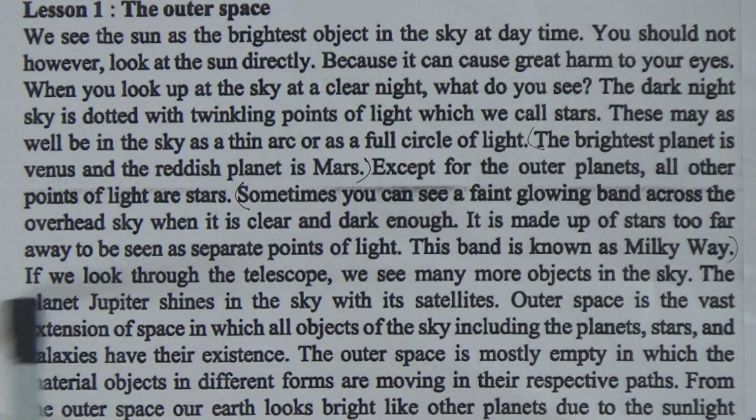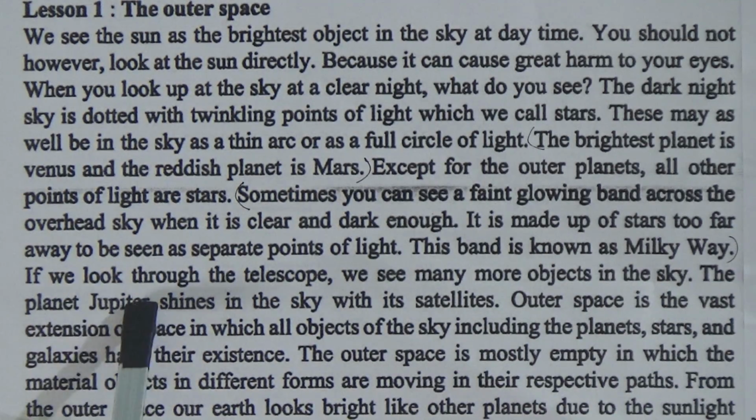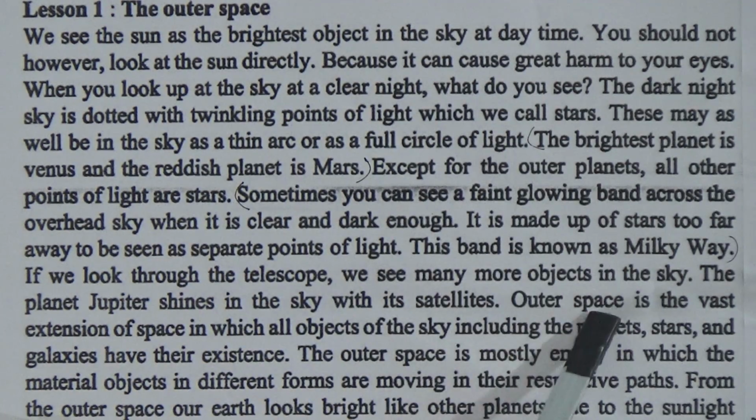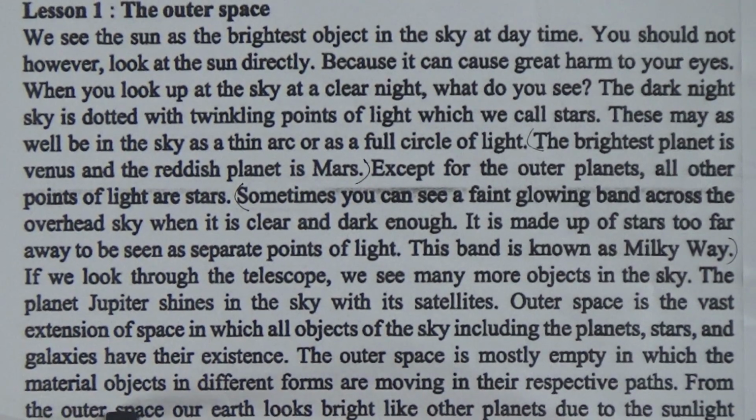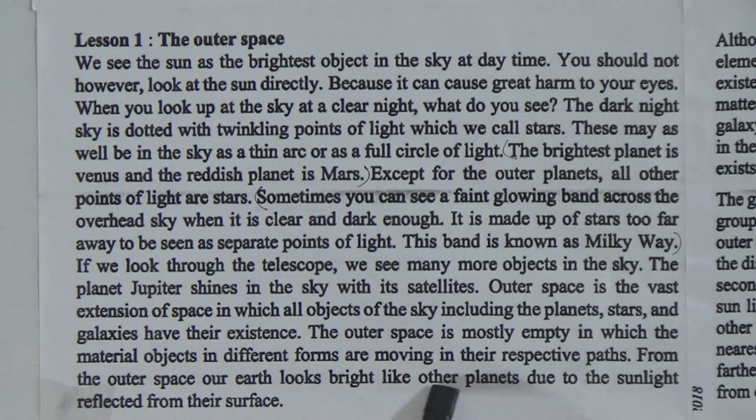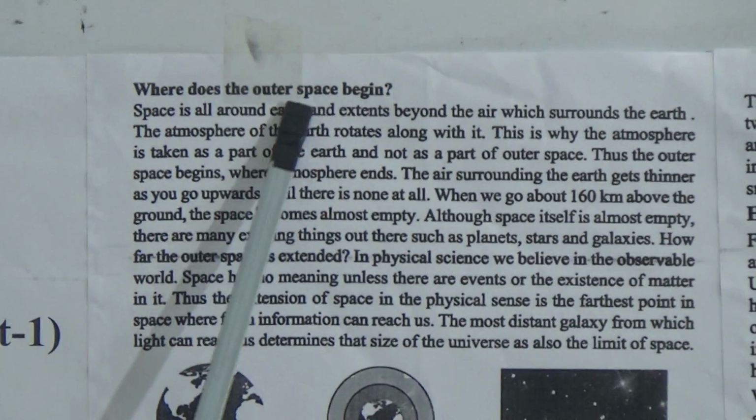If you look through the telescope, we see many more objects in the sky. The planet Jupiter shines in the sky with its satellites. Outer space is the vast extension of space in which all objects of the sky, including the planets, stars, and galaxies, have their existence. The outer space is mostly empty, in which the material objects in different forms are moving in their respective paths. From the outer space, our Earth looks bright like other planets due to the sunlight reflected from their surface.